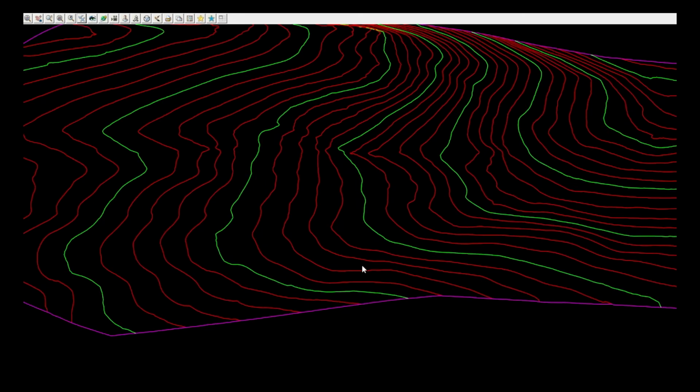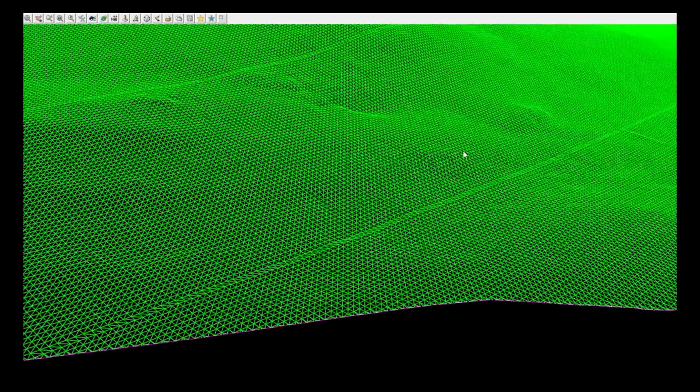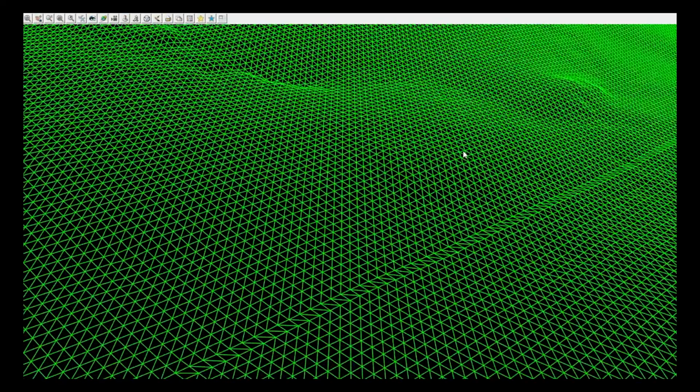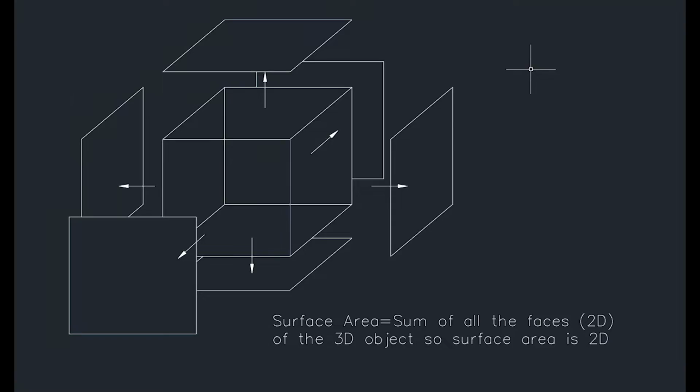And as you can see, if I zoom in on this and get rid of the contours, our surfaces are made up of lots of tiny, tiny triangles. And from earlier, you now know how to calculate the area of a triangle. So do that a million times and you'll have the surface area of a shape.